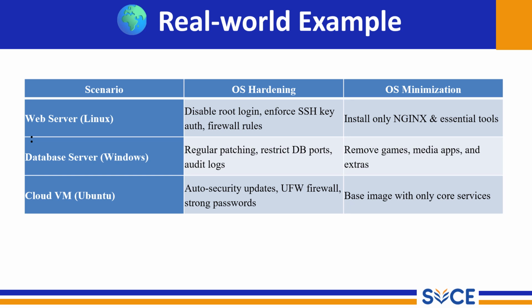Next we are going to discuss a database server in Windows. Here, OS hardening restricts the database and DB ports and enables audit logs, while OS minimization removes game apps, media apps, and extras. In a cloud VM in Ubuntu, if you are using OS hardening, it will be doing auto security updates, a firewall, and strong passwords. There are so many types of firewall, right? And next, a base image with only core services for minimization.